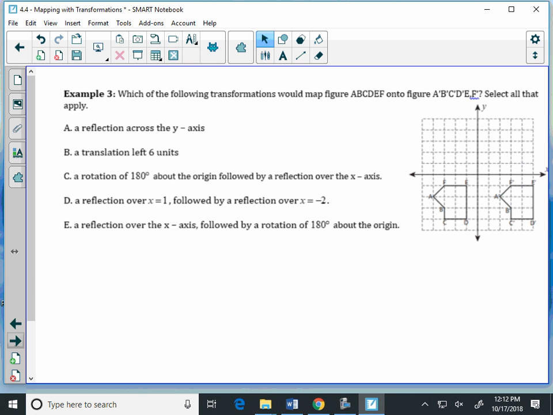This is which of the following transformations would map figure A, B, C, D, E, F onto A prime, B prime, C prime, D prime, E prime, and F prime. Select all that apply. So when you see that, what's that telling you? It says select all that apply. There's more than one.